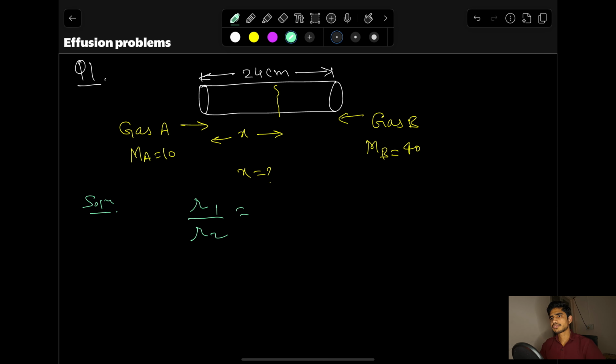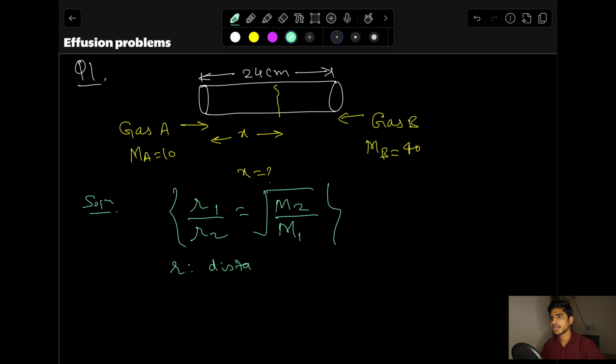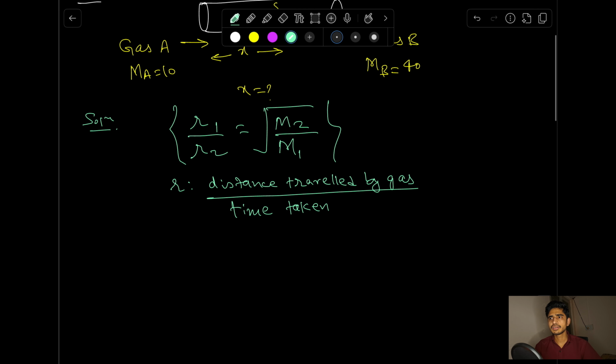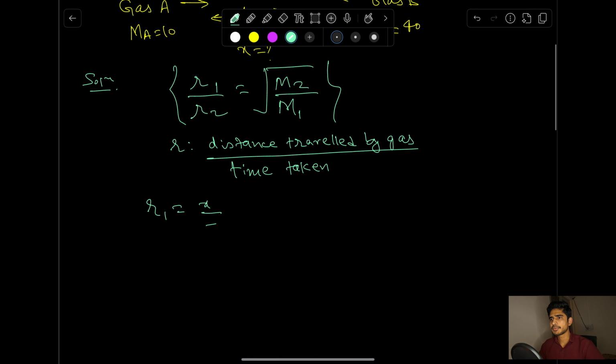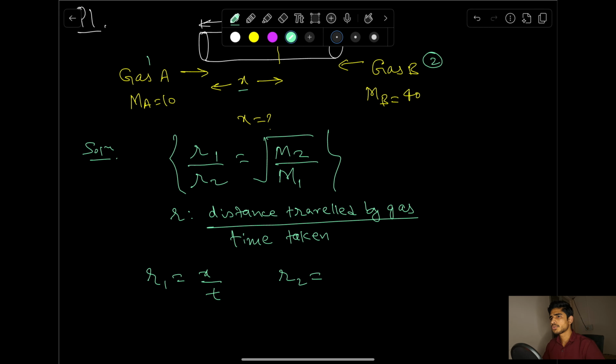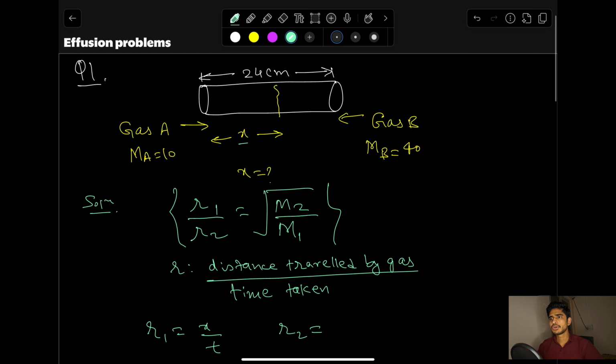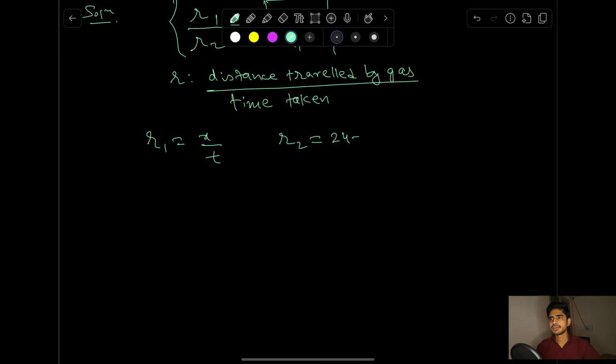So we can write this formula which we derived earlier, that R1 by R2 is equal to under root of M2 by M1. R is the distance traveled by gas divided by time taken, right? We discussed it earlier. So here we can write R1 is equal to x divided by time taken t. For the second gas, this is gas 2, this is gas 1, R2 is equal to 24 minus x divided by time taken t.